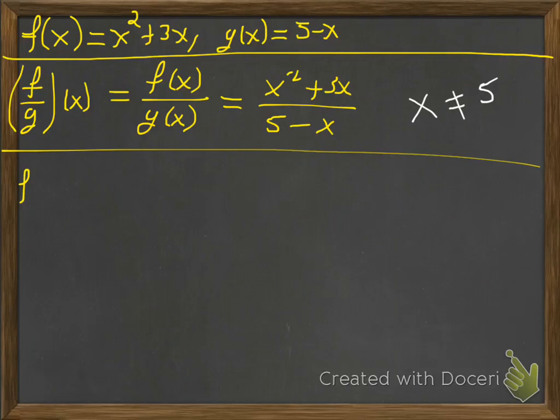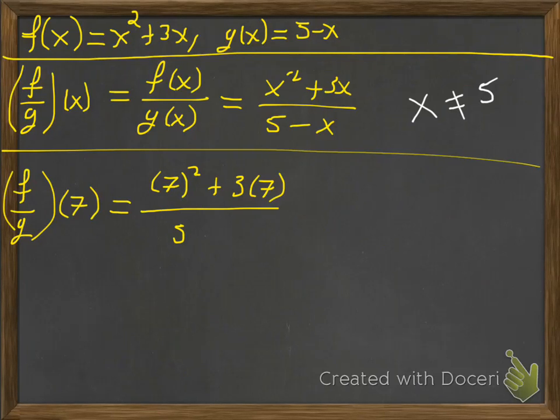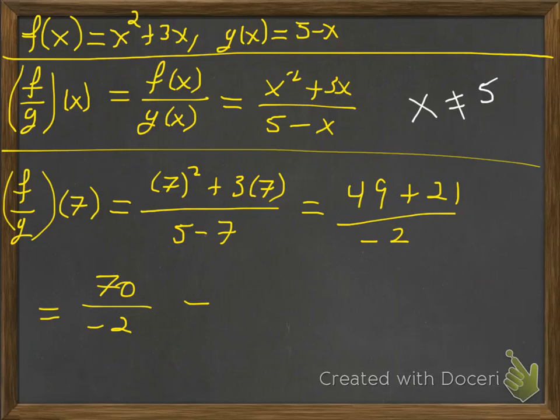Okay. Alright, so we have the formula for f divided by g of x. That's x squared plus 3x divided by 5 minus x. So we're just going to practice evaluating f divided by g of 7. So it's going to be 7 squared plus 3 times 7 divided by 5 minus 7, which is equal to 49 plus 21 over negative 2, which is equal to 70 divided by negative 2, which is equal to negative 35.